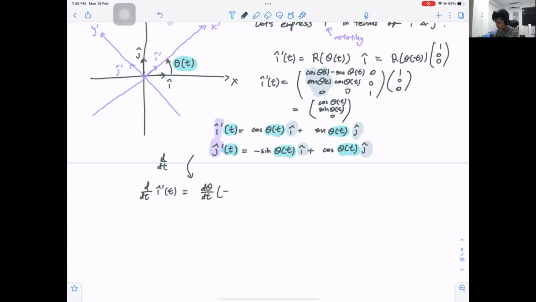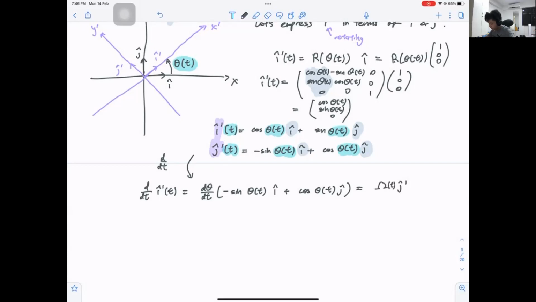So that would be minus sine of theta of t, i hat, right? i hat is constant, plus cosine of t j hat, right? So then this is outside, it's a factor that's outside the entire thing. And this is actually simply j hat prime, right? And then there's this derivative which we will denote by omega for now, omega of time.